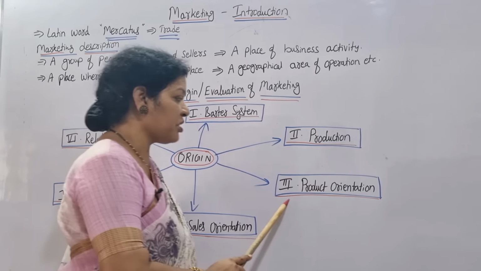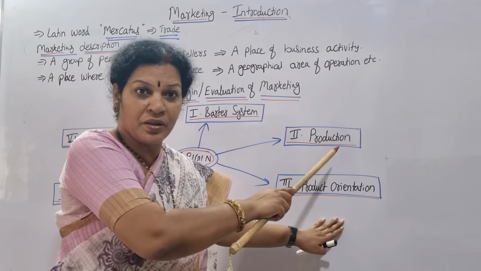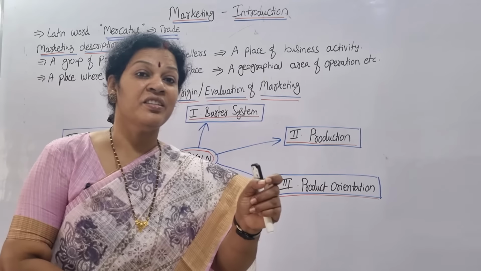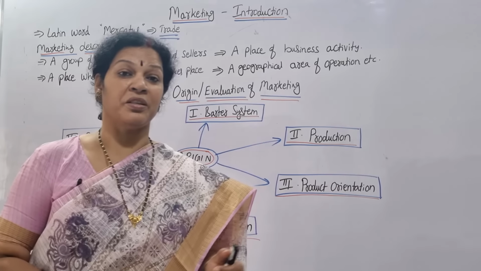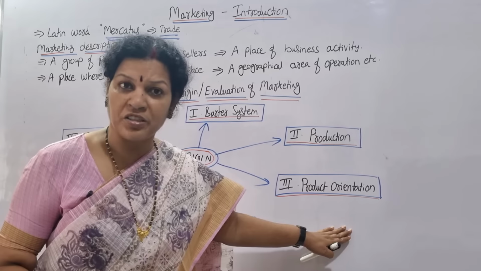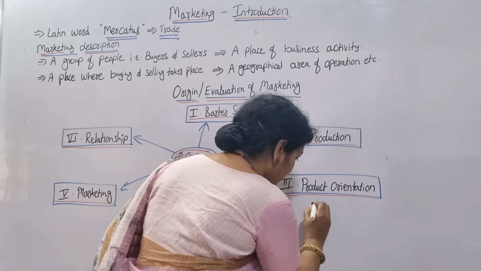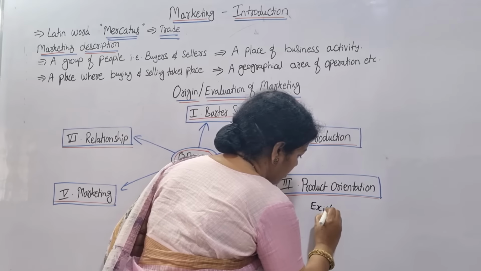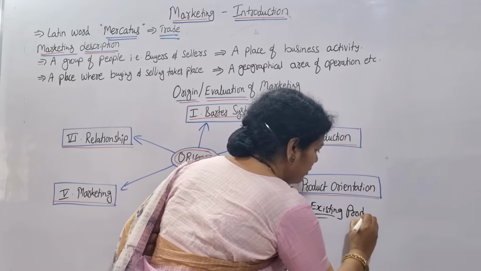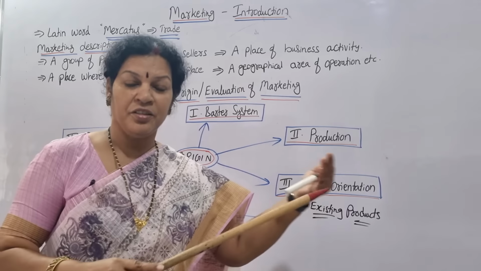Then after that, the next stage is product orientation. In product orientation, production is over, products are ready. Now existing products started being introduced to the customers and started reaching the customers through this product orientation. Existing products, please remember this word. Not introducing new products, only the existing, already introduced products in the market, the same products they started introducing to the customers.